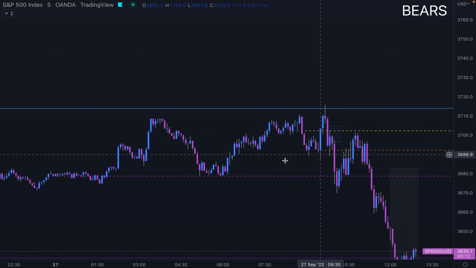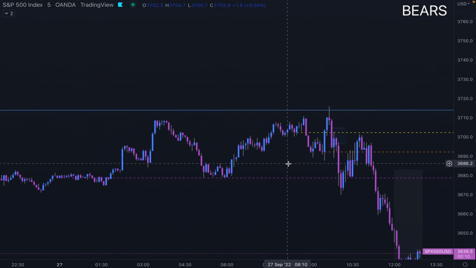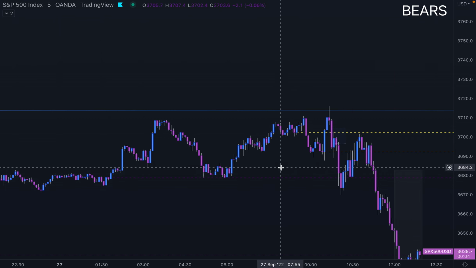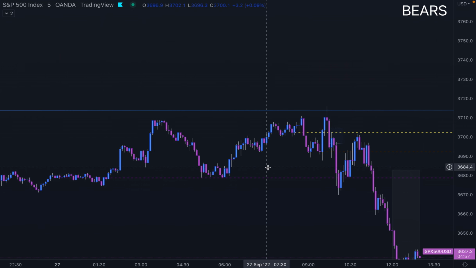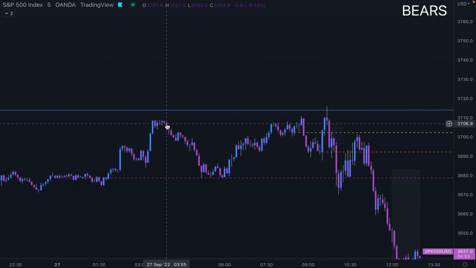Now, if the bias is bearish, we're looking to take shorts. We want to take shorts above any of these opening prices, really. Essentially, the more opening prices that price is above, the better. So let me get to the 1 minute.